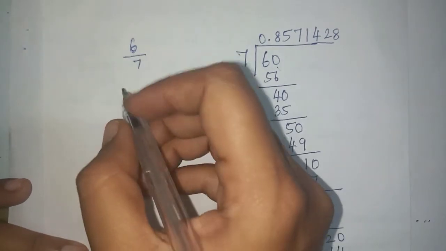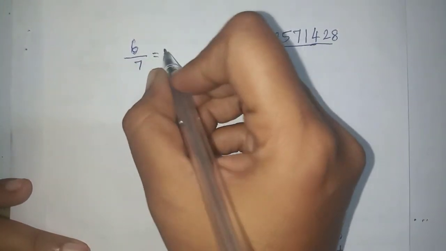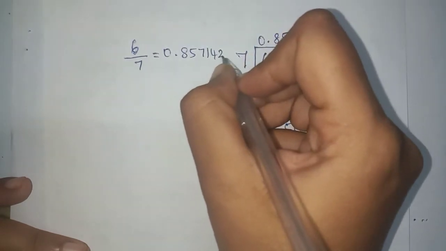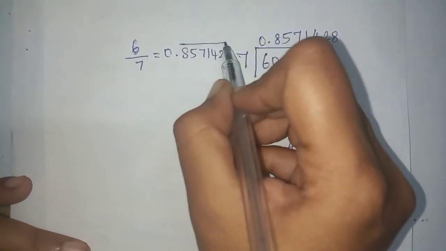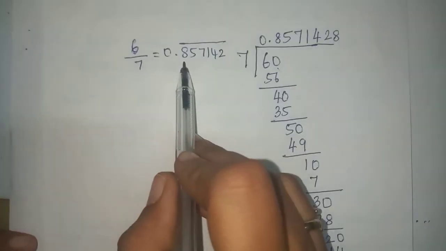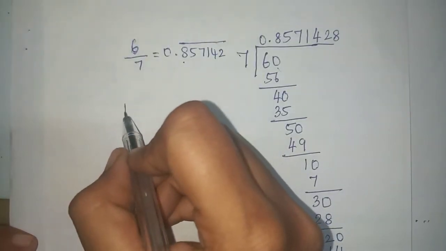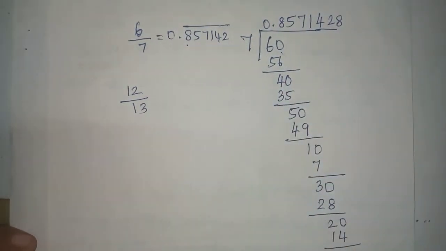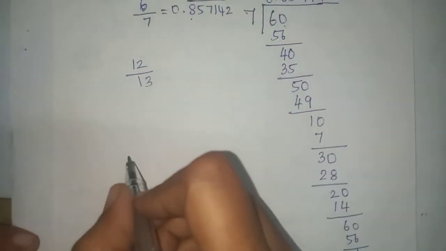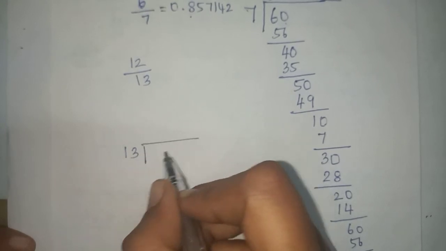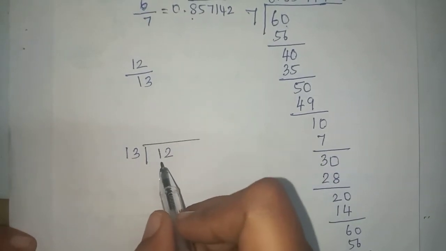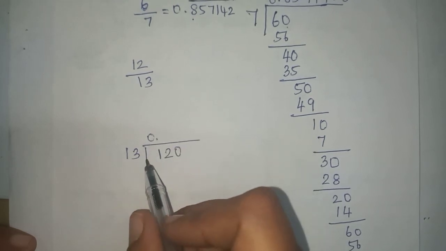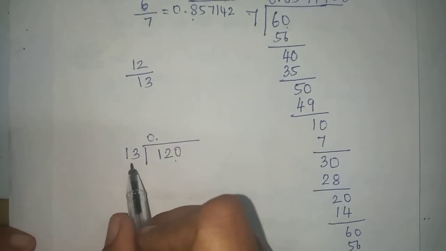So 6/7 is equal to 0.857142 bar because it repeated from 8. So next you have to find 12/13. You have to do this calculation in your rough column. So 13 divided by 12. This is the smaller number. So put the decimal, add a 0. So here you have 120 and 13.